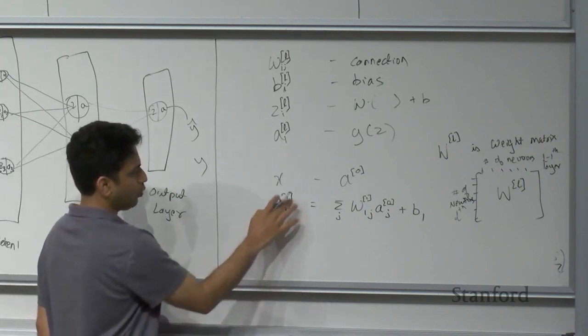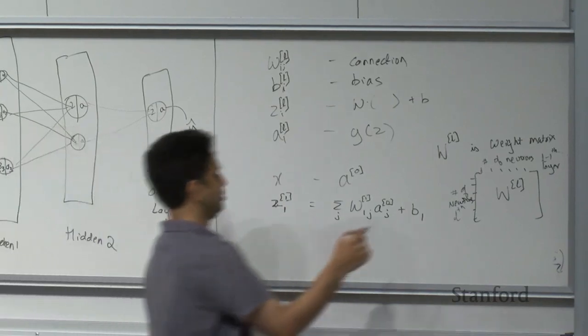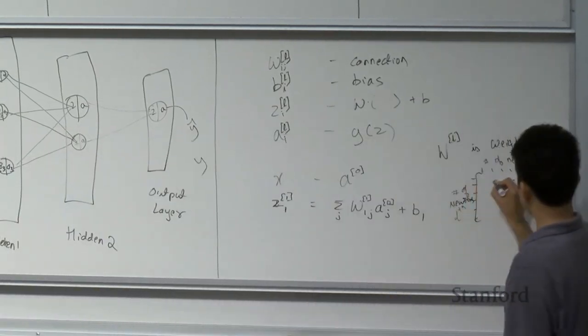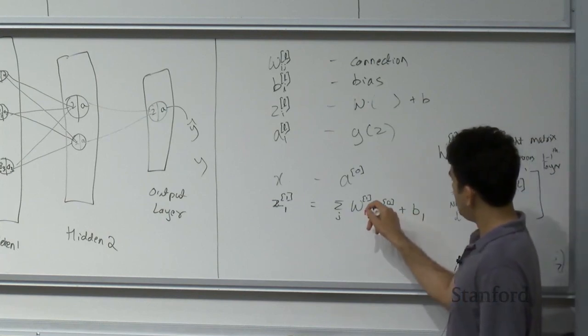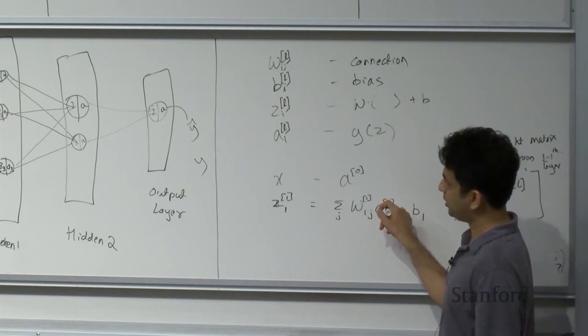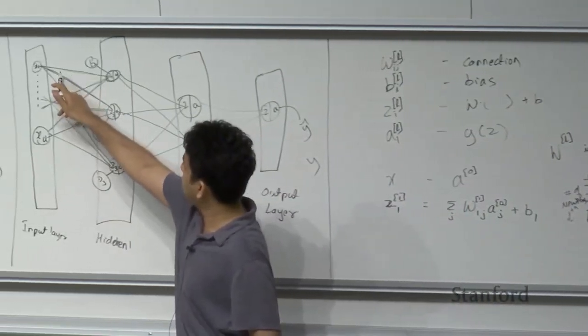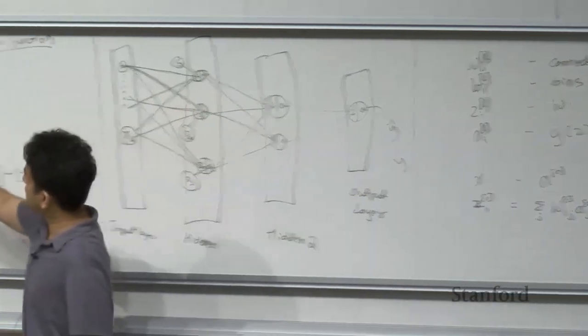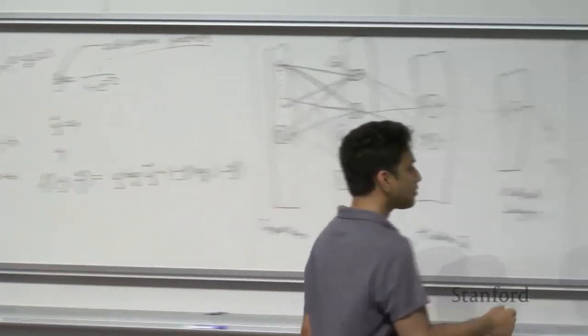So that's a W matrix, and Z11 is therefore the first row of the weight matrix, dot product with the A0 vector, that is, dot product with the input, right? And that's basically doing W1 X1, W2 X2, W3 X3, and so on, plus B1.